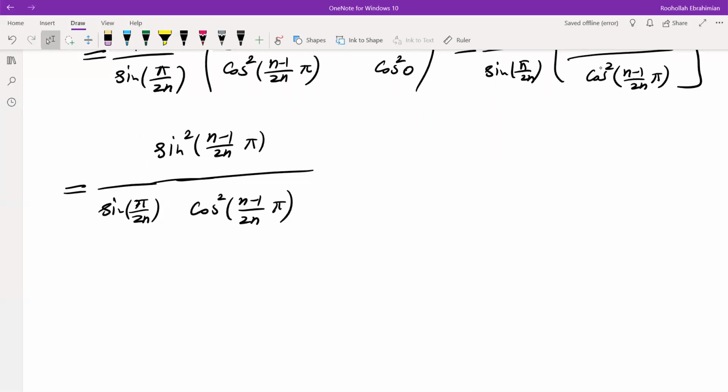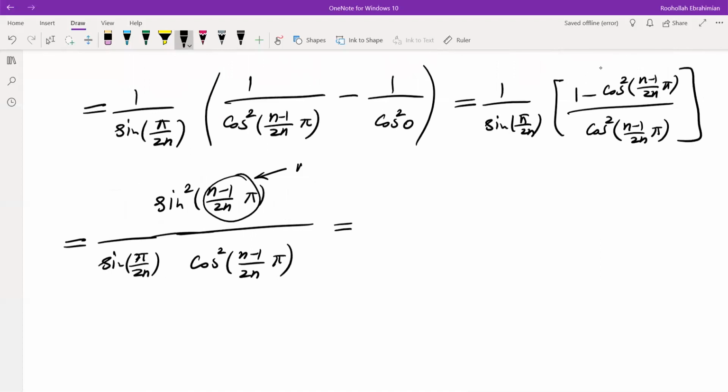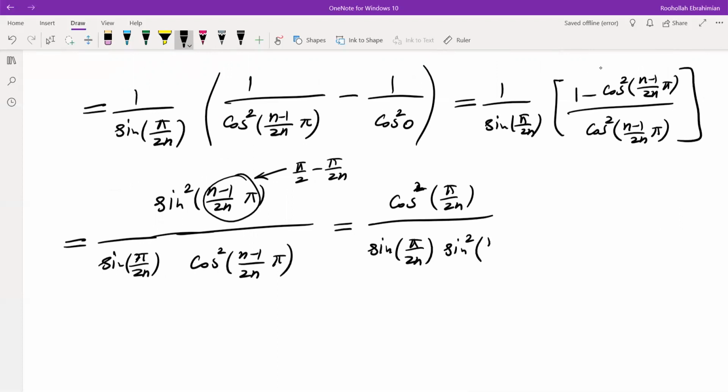So this may be easier to simplify. This angle is going to be pi over 2 minus pi over 2n, and sine of pi over 2 minus an angle is cosine. So it's cosine squared of pi over 2n divided by sine of pi over 2n. And this one is also sine, so sine squared of pi over 2n. So it becomes cosine squared of pi over 2n over sine cubed.